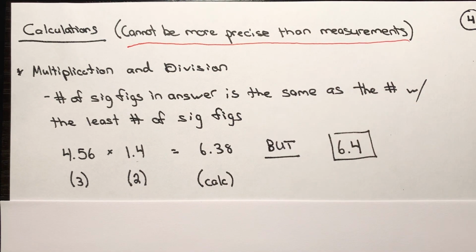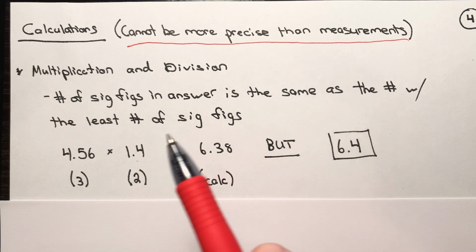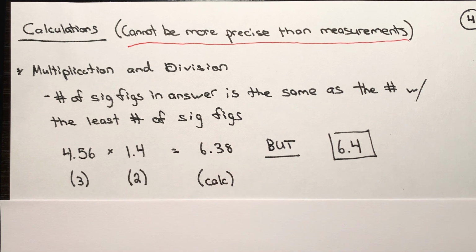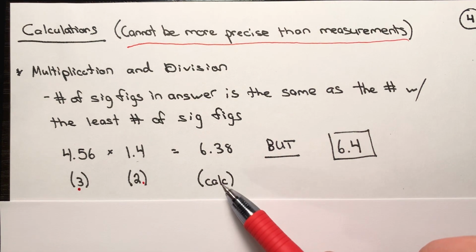When it comes to multiplication and division, the number of significant figures in our final answer is going to be the same as, or kind of limited by, the number with the least number of significant figures. So in this case here, we might take 4.56 and multiply by 1.4, with 3 and 2 significant digits respectively, and our calculator may shoot out that answer. In honors chemistry, great. Slap it down on the page, let's move on.